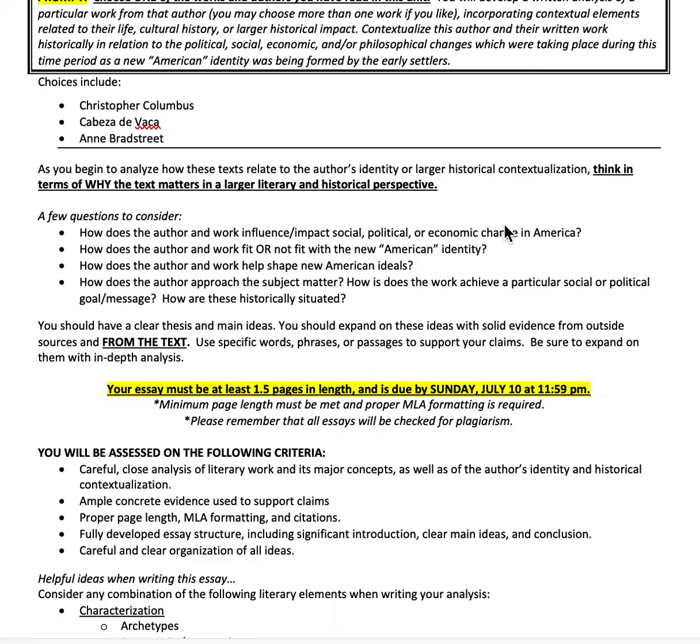That helps prove your point to your audience. So again, use specific words, phrases, or passages as evidence to support your analysis. And then expand on that quote after you put it in by explaining to your audience how that shows support for your own claims. And then of course at the end you'll want to have a conclusion, which basically wraps up your argument and restates your thesis and your main ideas in new words.